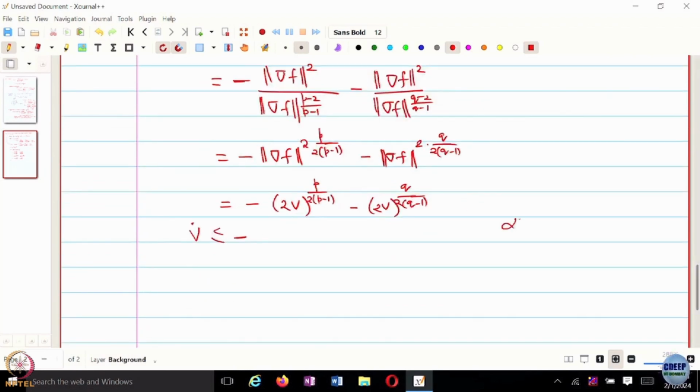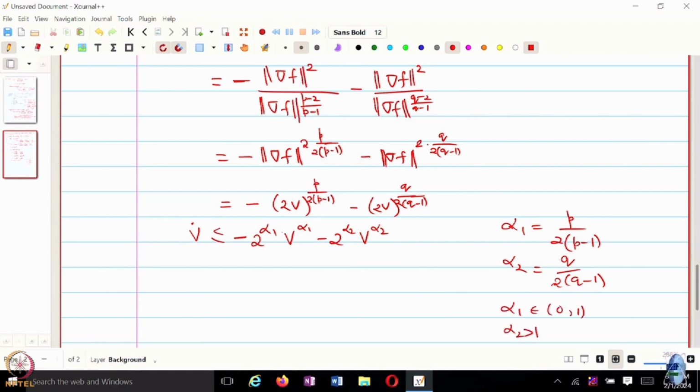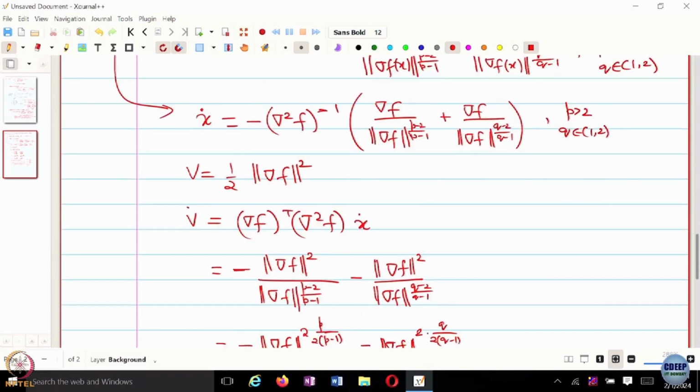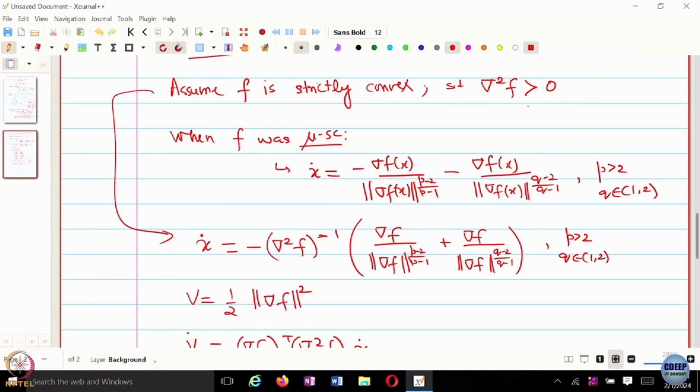So let's call alpha 1 to be p over 2p minus 1 and alpha 2 to be q over 2q minus 1. What you have here is 2 to the alpha 1 V to the alpha 1 minus 2 to the alpha 2 V to the alpha 2. So alpha 1 is a number between 0 and 1 and alpha 2 is greater than 1 for these choices of p and q, and therefore this is fixed time convergent with settling time T less than or equal to 1 over 2 to the alpha 1 times 1 minus alpha 1, plus 1 over the corresponding term for alpha 2. Okay.